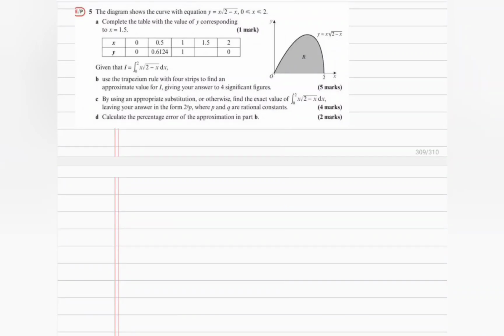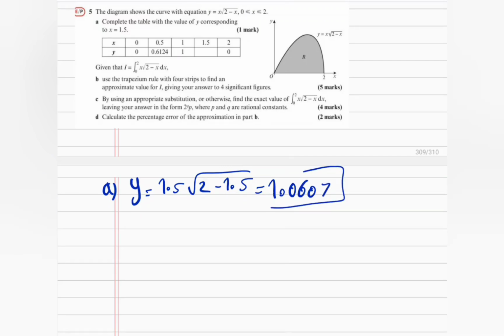Hi everyone, this video is on exercise 11I question 5. So we have y is equal to x root 2 minus x, and we want to use this equation to complete the table. So we just need to substitute x, which is 1.5, so y is equal to 1.5 times root 2 minus 1.5, and we'll get 1.0607 for the value of y. So that's part A.